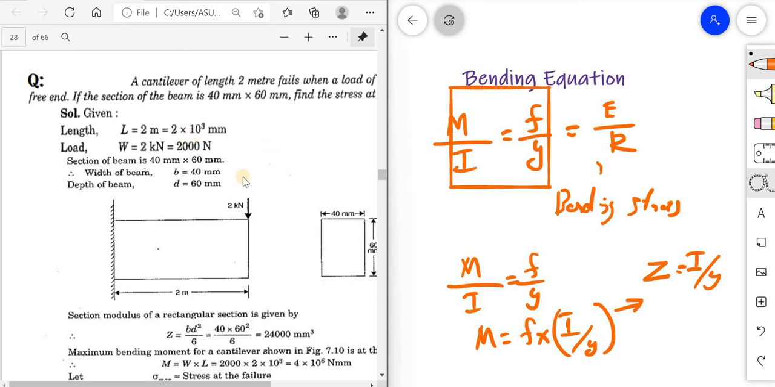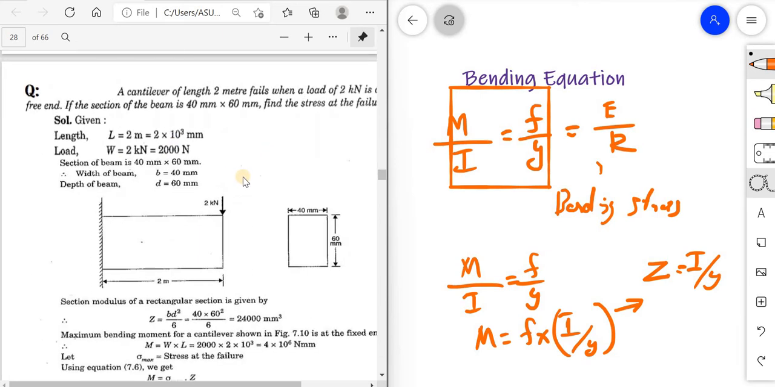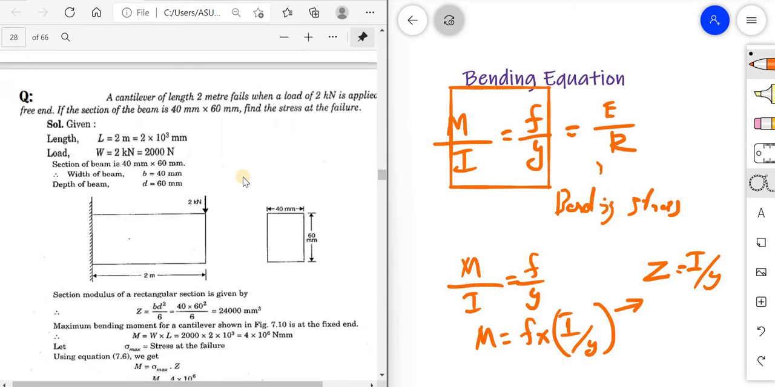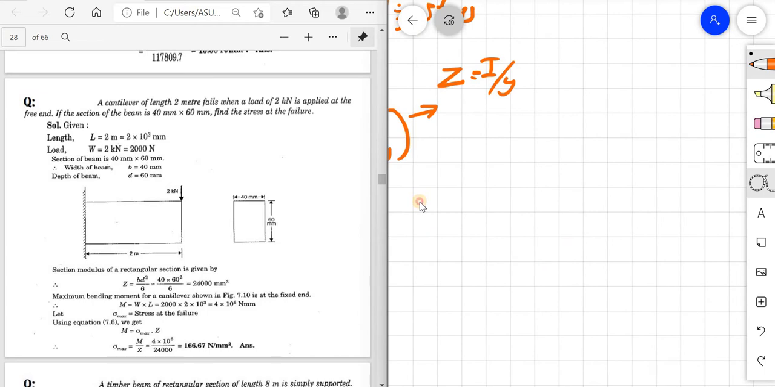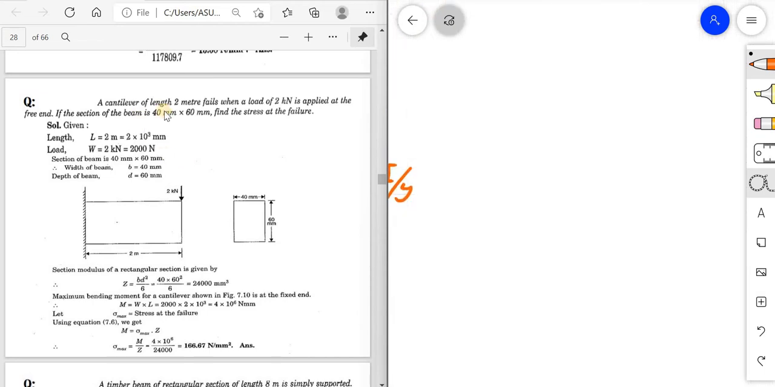Today, let us look into the next problem on this pure bending equation. So consider this problem: a cantilever of length 2 meter fails when a load of 2 kilonewton is applied at the free end.